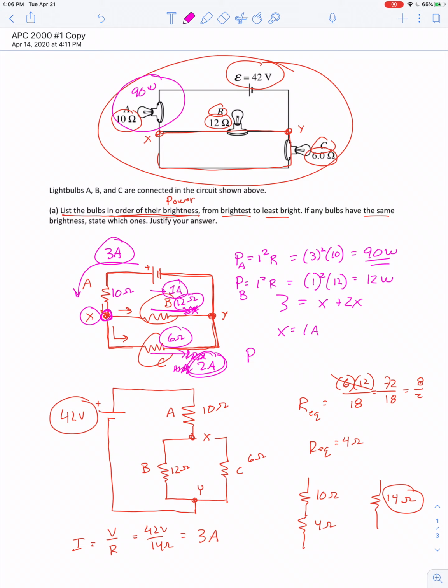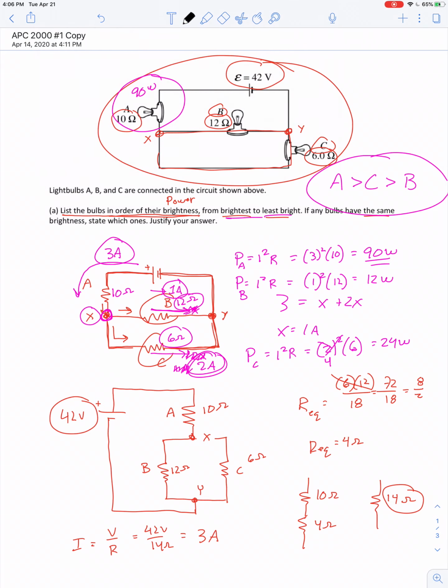What about bulb C? Power is current squared times resistance. Here we've got a current of 2 amps. We square that. We multiply it by a resistance of 6 ohms. 2 squared gives us 4, and 4 times 6 gives us 24 watts. So if we want to list them from brightest to least bright, then it goes A is brighter than C, which in turn is brighter than B. I think we've got it.